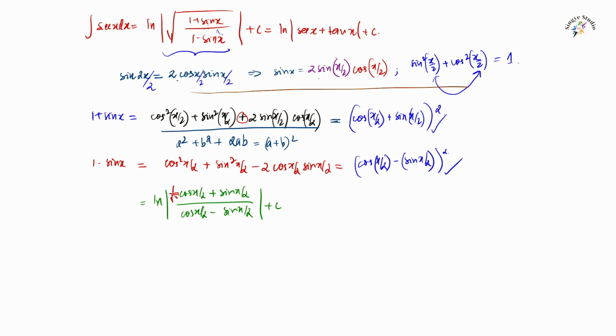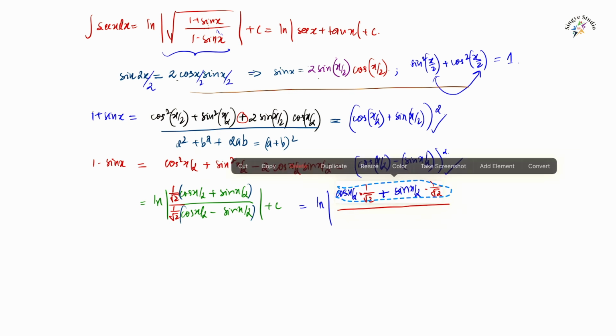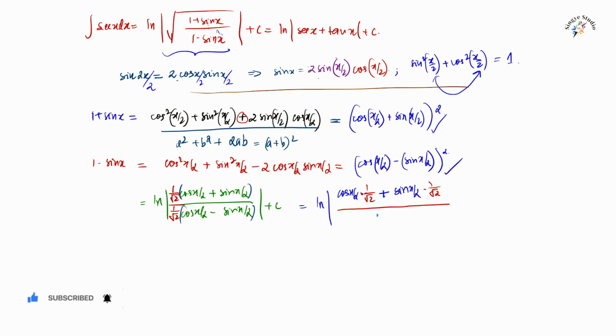Inside, 1 divided by root 2, 1 divided by root 2. Did I change the meaning of the equation by doing this? No, because it will nicely get cancelled out and return to the original equation. But if I multiply like this, then I will get ln of (cosine x/2 times 1 over root 2 plus sine x/2 times 1 over root 2) divided by, in the denominator, the same but with a minus sign in between, right? Therefore it is like this, plus c.